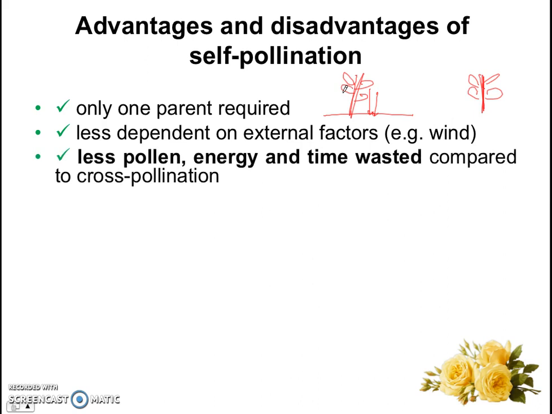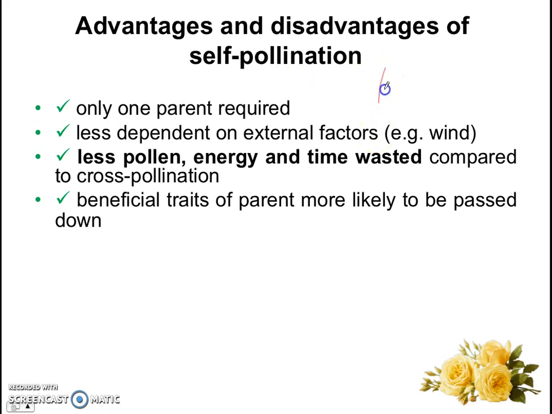Right, next thing is that, of course, because it is less dependent on external factors, actually less pollen, less energy, and less time are wasted. Right, because if you use cross-pollination, you kind of need to produce a lot more pollen, and hopefully, by chance, some of it will be transferred to a different plant. Right, but if you use self-pollination, which is pollinate yourself, actually, you need to use a lot less. You don't need to produce so much pollen. It doesn't take so much time because you don't need to wait for the wind or wait for some bee to come by and take your pollen to somewhere else. It's a lot faster.